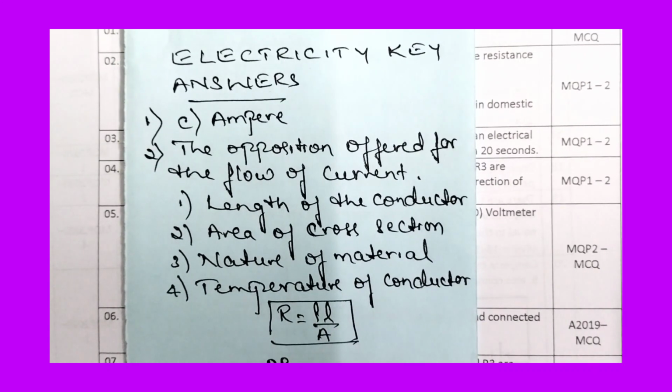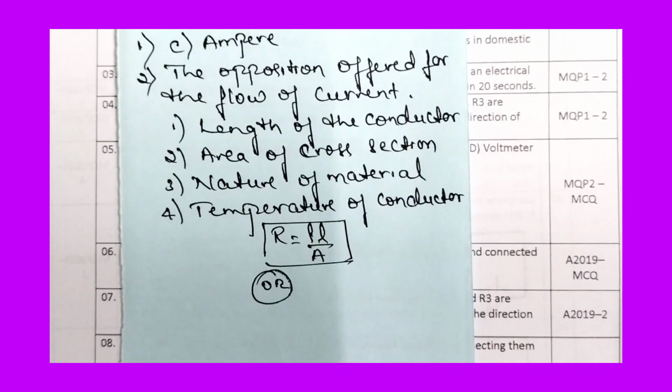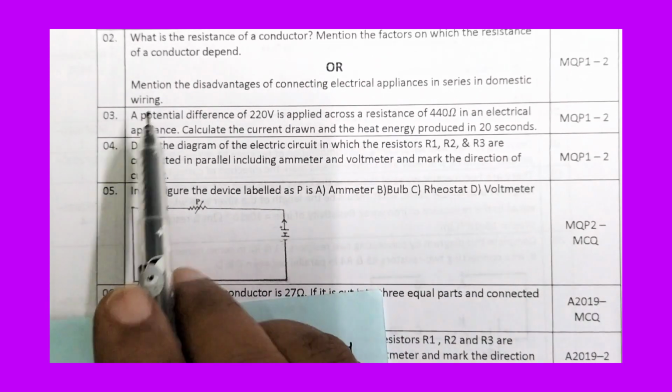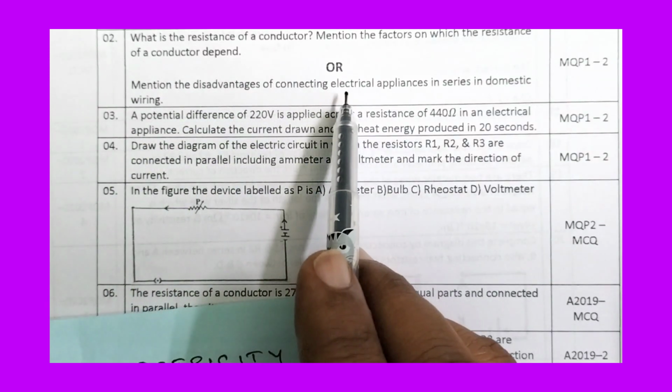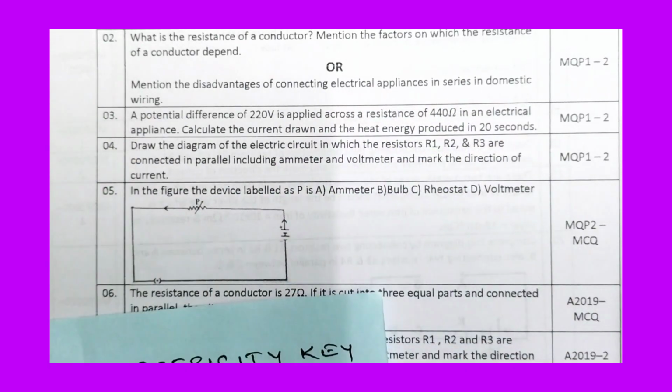In this, again, there is one internal choice question. Now let us answer that internal choice question. The internal choice question is: mention the disadvantages of connecting electrical appliances in series in domestic wiring.